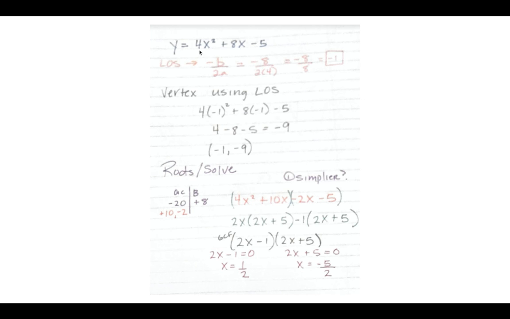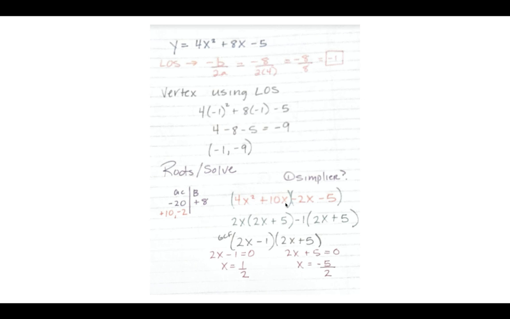Because I have a as 4, I asked myself, can I make it simpler? Is there a number that goes into 4, 8, and 5? No. I needed to use my ACB chart. I need numbers that multiply to -20, but add to 8. That would be +10 and -2. So I wrote it like this.